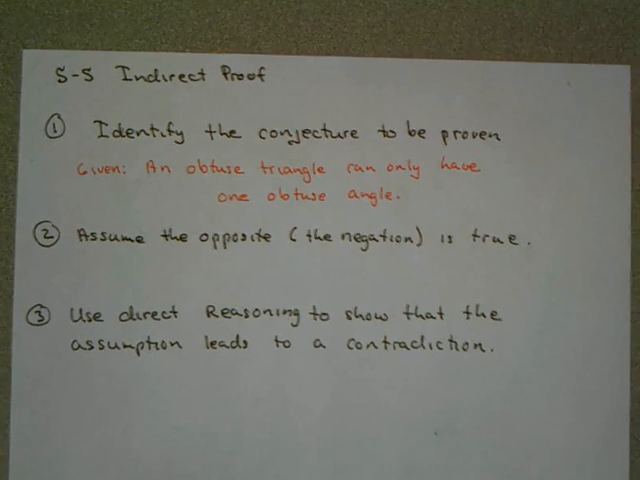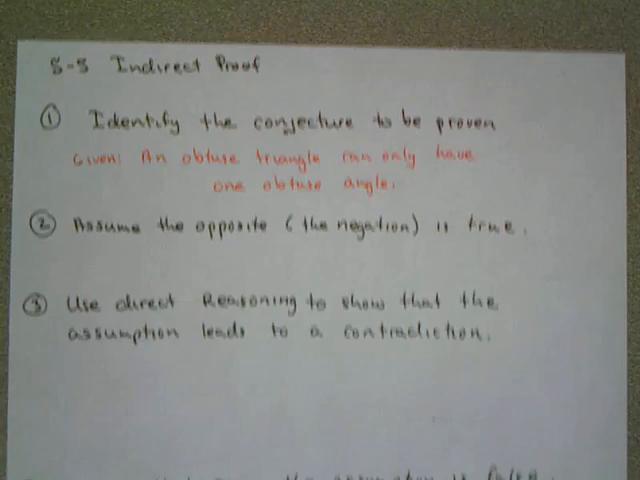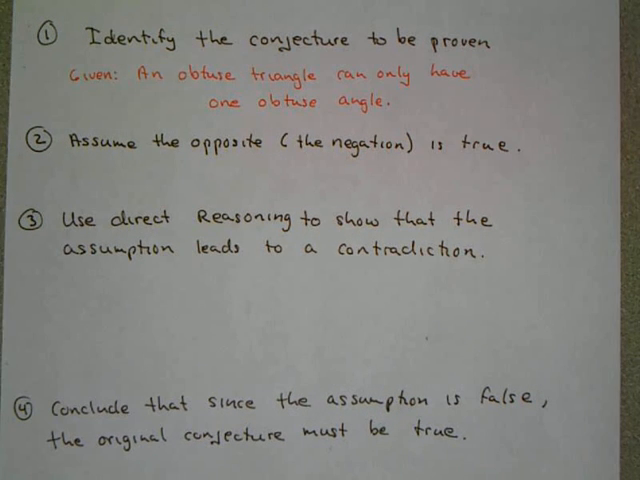Welcome to Klein's Geometry. Today we're going to look at 5-5 indirect proofs, and then we're going to look at triangle inequalities. To write an indirect proof, you're going to do 4 steps. First, you're going to identify the conjecture to be proven. In this case, we're going to look at an obtuse triangle can only have one obtuse angle.